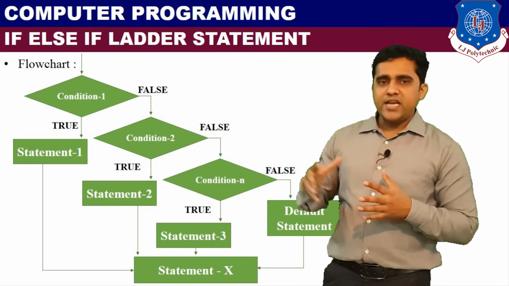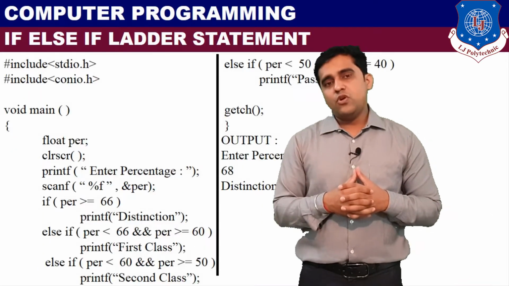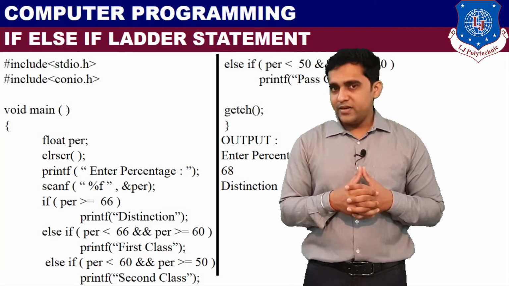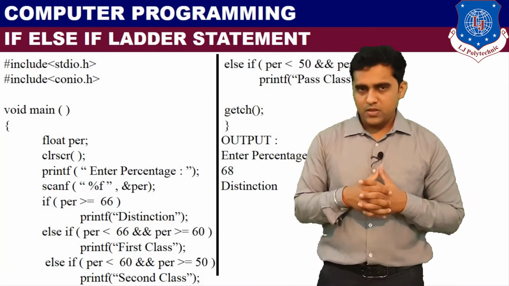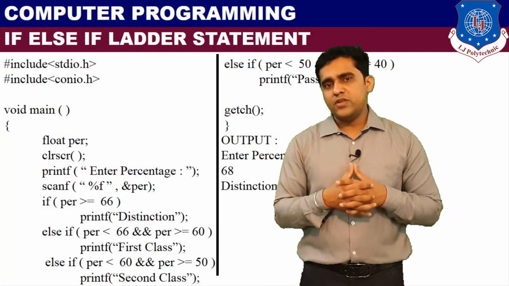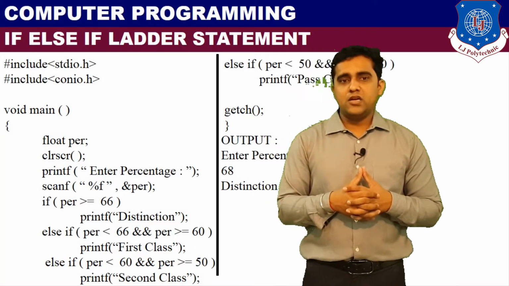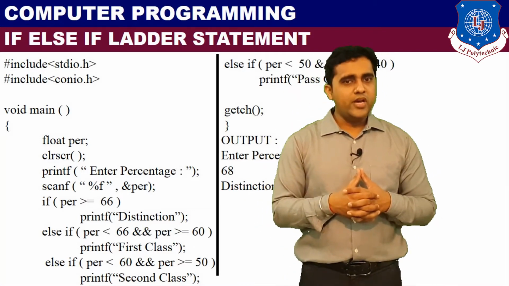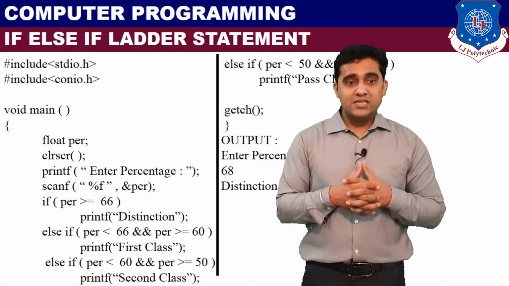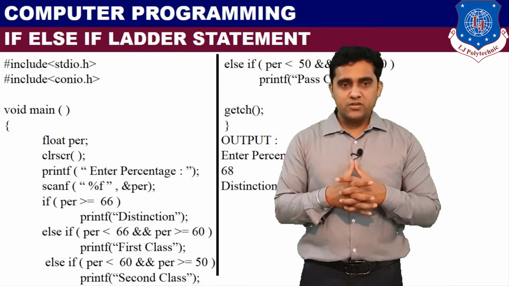From this syntax and flowchart, let's understand a small program. We want to find whether your result is distinction, first class, second class, pass class or fail. In this program, we will use the logical AND operation along with this decision making statement. So first we will write our header files, hash include stdio.h, hash include conio.h. Then we will write the void main function.